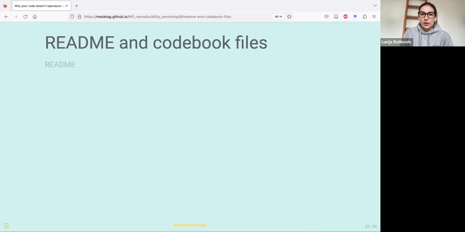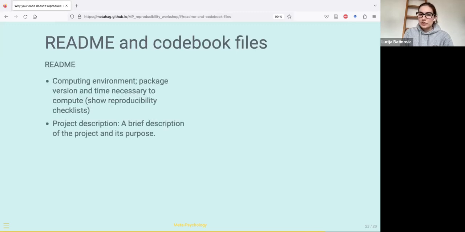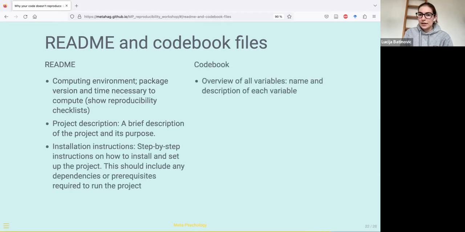And this is where README files and codebooks come in handy. And these are almost never available. And I realize that they take a long time to actually write properly. And it's mostly that people think they're a waste of time, but it's so useful to have some things in your README file, like computing environment, saying how long it takes to actually compute things, so we know if we need to run it on a server or on our local computer instead.